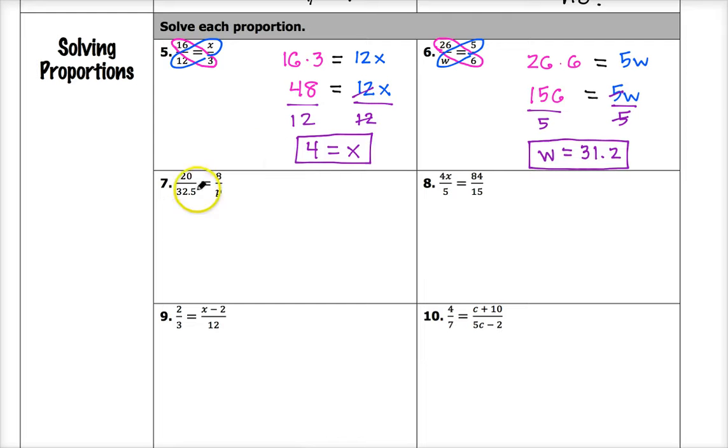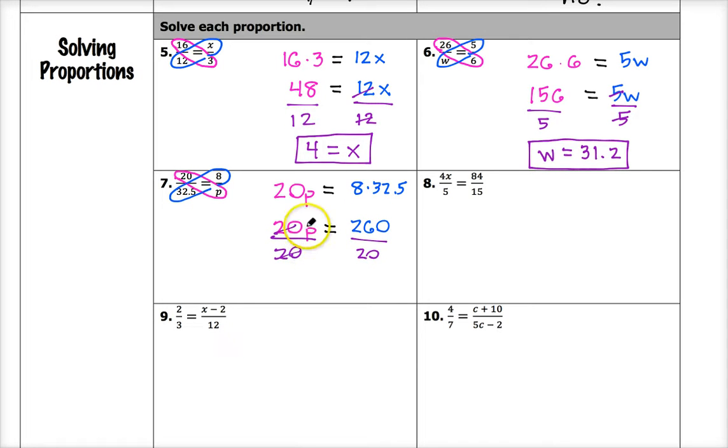Number 7, 20 times p is our first cross product. And our second one is 8 times 32.5. So we have 20p equals 8 times 32.5, which gives us 260. And then we'll divide both sides by 20. p comes out to be 13.